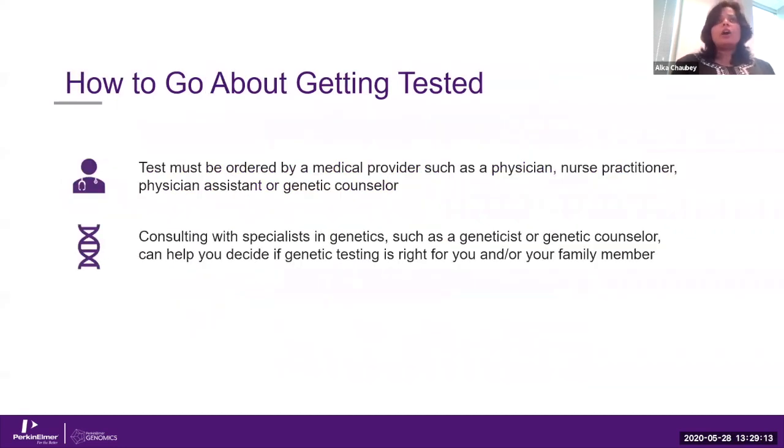So how should patients or family members go about getting tested? The most important thing is that the test has to be ordered by a medical provider, such as a physician, nurse practitioner, physician assistant, or a genetic counselor, and consulting with specialists in genetics. So genetic counseling, or consulting with a geneticist, is extremely important for you to decide if genetic testing is right for you or your family member.